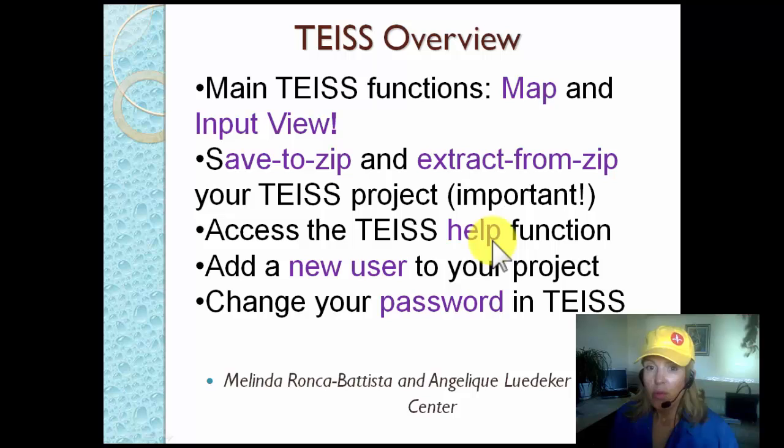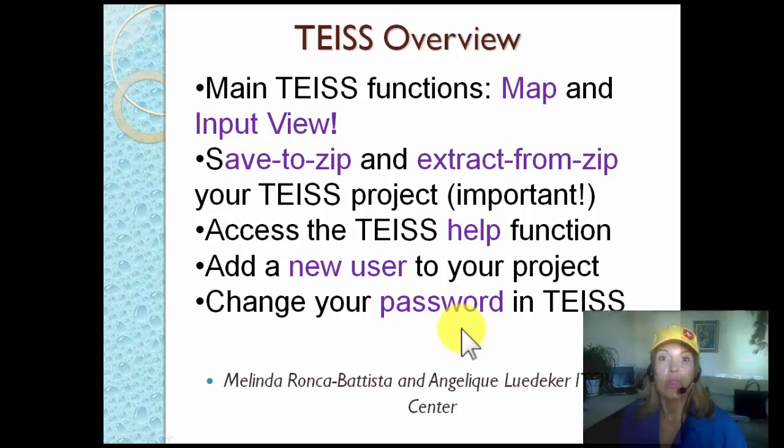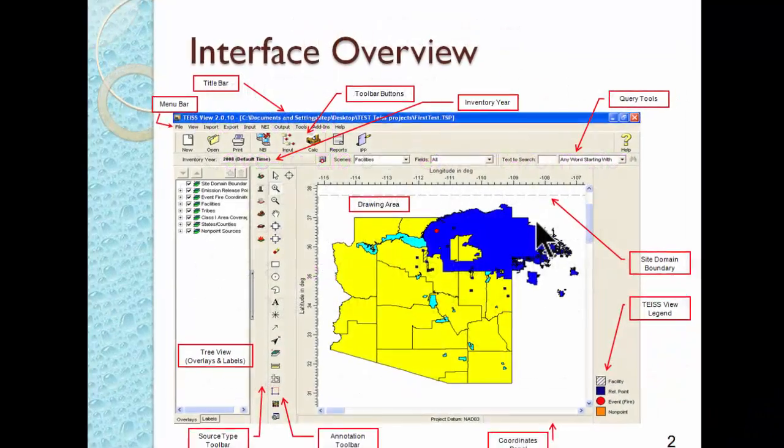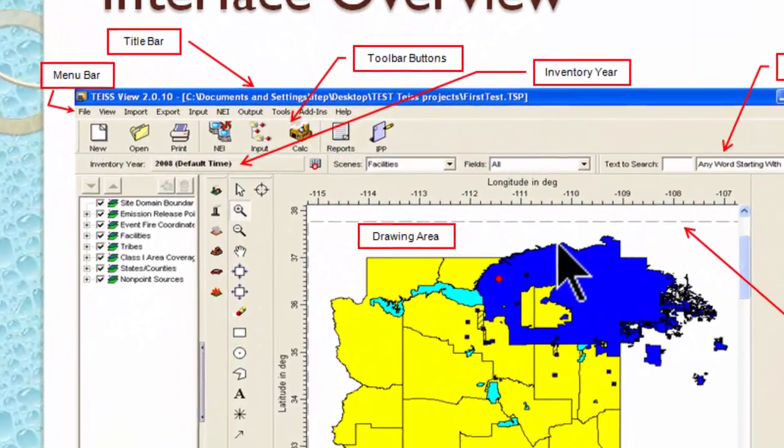We're going to just review the TEISS help function, which does help in many cases, especially in terms of where things are if you're looking for them in TEISS. How to add a new user to your project so that somebody else on the same computer can come in and update information, and how to change your password in TEISS for when you want them to stop being able to do that. Here are some important things about the map interface.